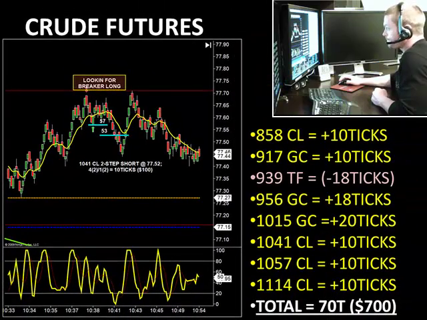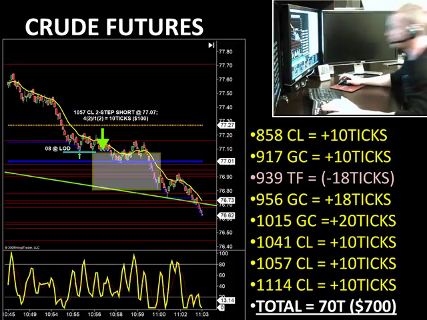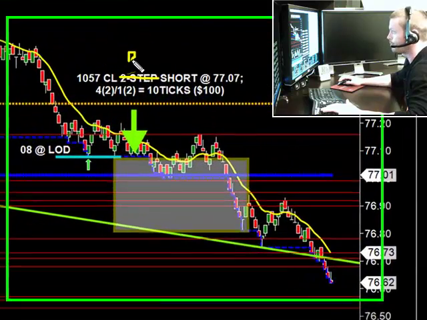Next up here at 10:57, now another two-step short, guys. Another two-step pattern here. In this case, guys, actually this is labeled wrong. This is actually a breaker pattern short, right? This is a breaker short, right? Pretty easy to see that.